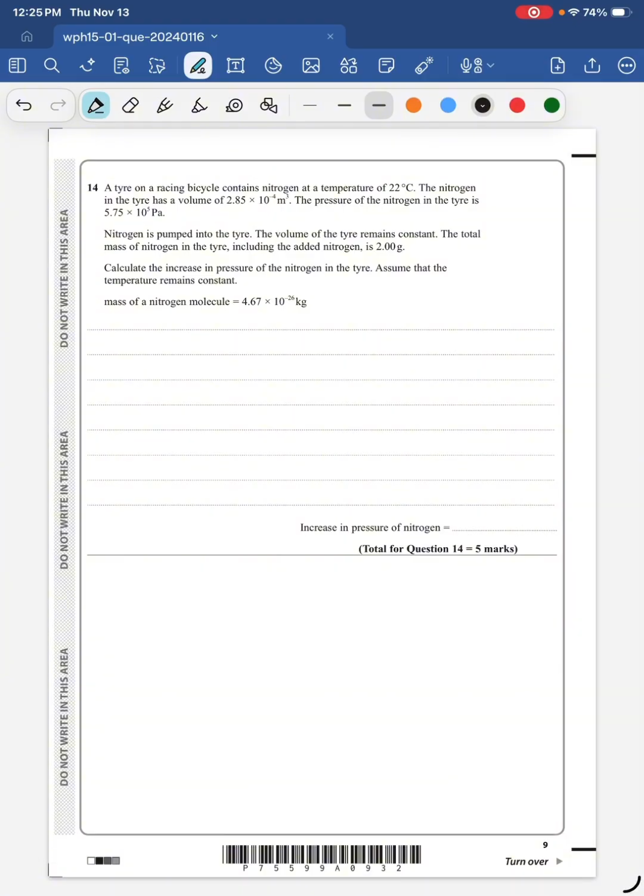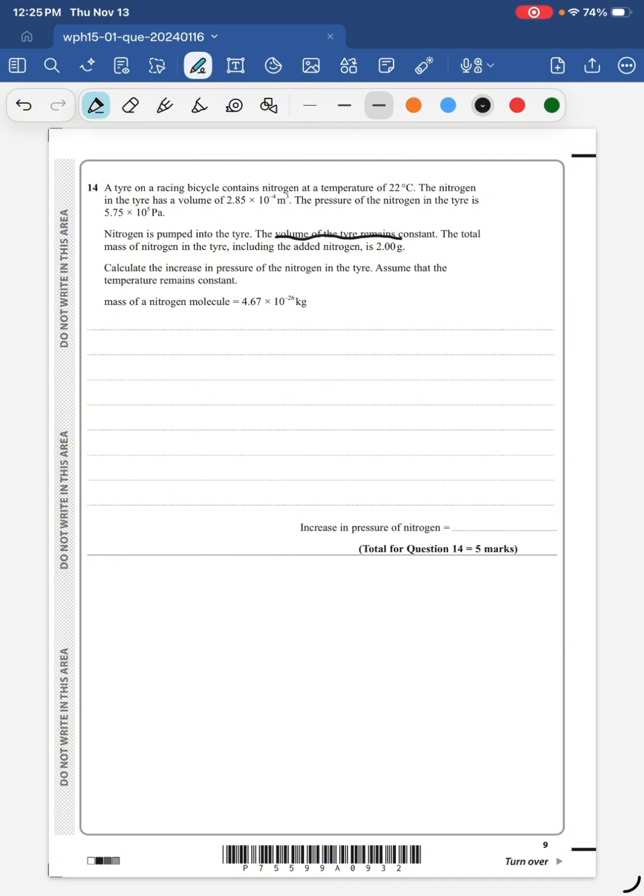A tire on a racing bicycle contains nitrogen at a temperature of 22 degrees Celsius. The nitrogen in the tire has a volume of 2.85 times 10 to the negative 4 cubic meters. The pressure of the nitrogen in the tire is 5.75 times 10 to the 5 pascals. Nitrogen is pumped into the tire. The volume of the tire remains constant. Okay, that's key over there.